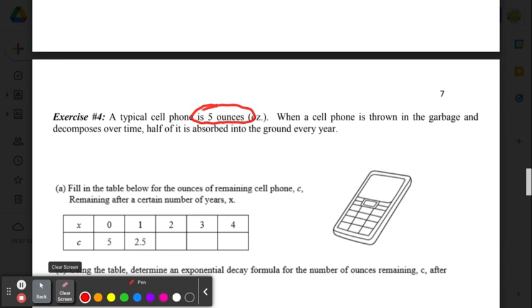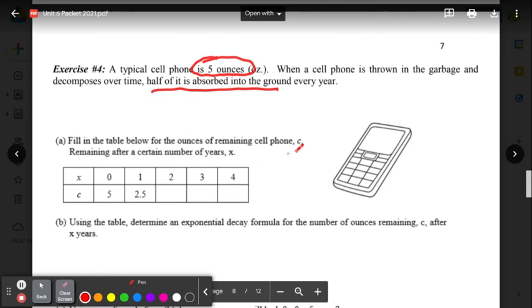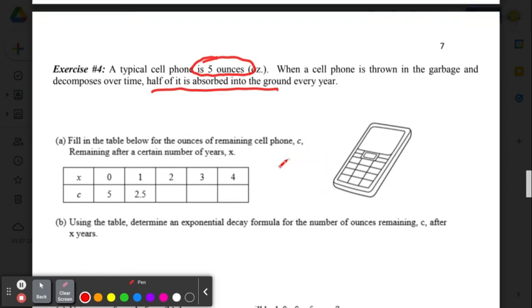And that, I just made up that number. Half of it is absorbed into the ground each year, which isn't good. Fill in the table below for the ounces of remaining cell phone C after a certain number of years. So X is the number of years, C is how much cell phone is left. So half of it's absorbed, so we're dividing by 2. Fill in your table. And then after 4 years, how much cell phone would be left?